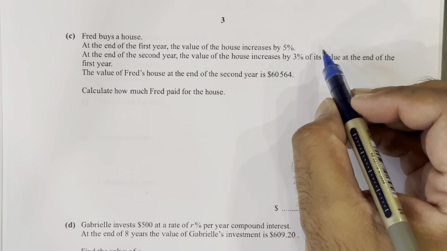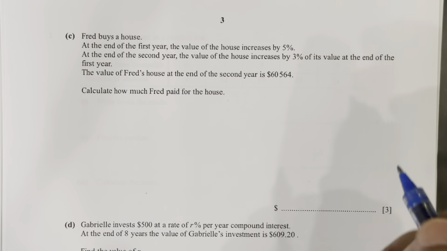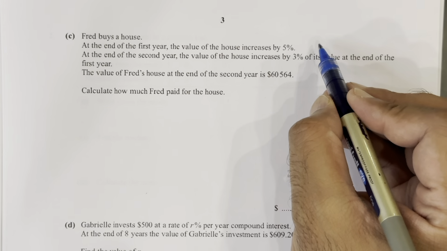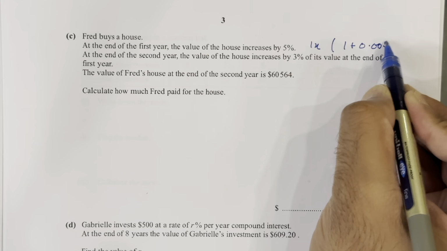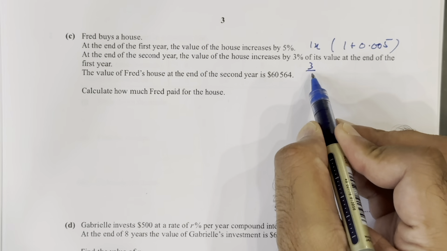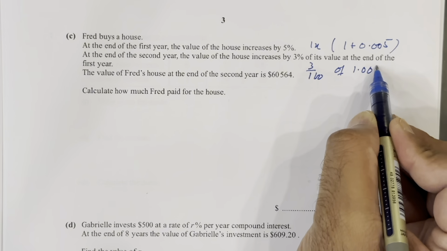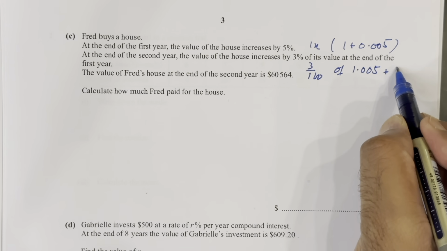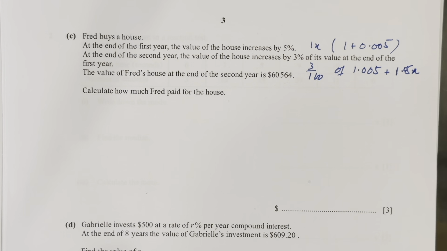So at the end of the second year, the value of the house increased by 3% of its value at the end of the first year. So we know that if its value was 100%, we can take it as 1 X, and 1 plus 0.05. And after the second year, it would be 3 by 100 of 1.05, and we also need to add 1.05 X to that.